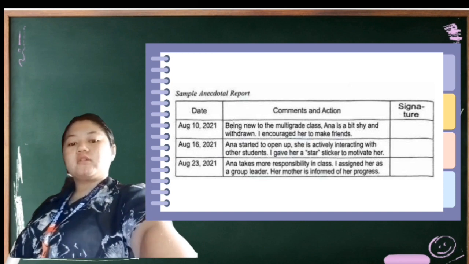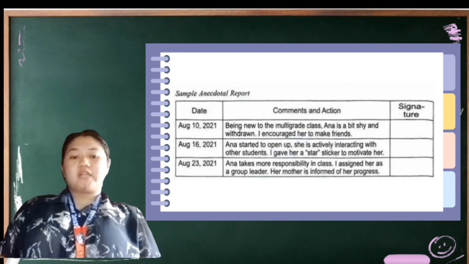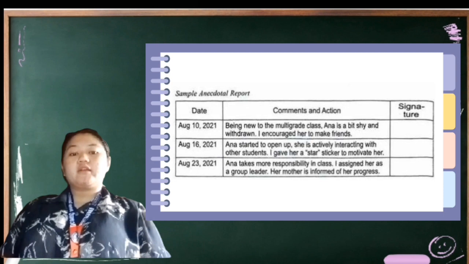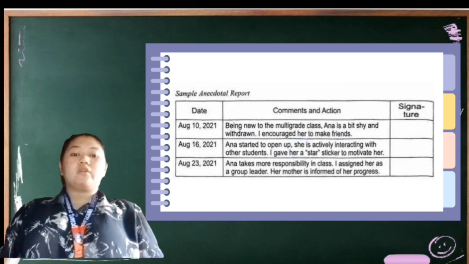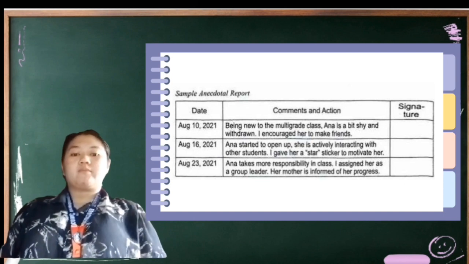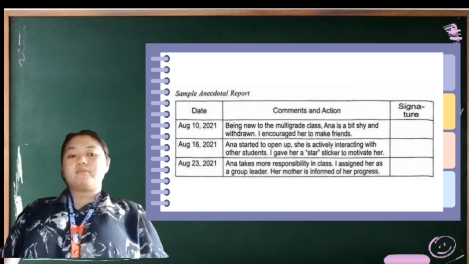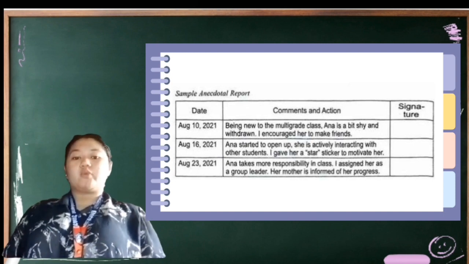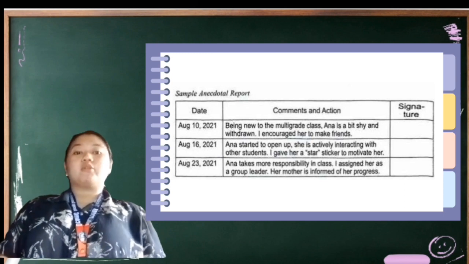So first, being new to the multigrade class, Anna is a bit shy and withdrawn. I encourage her to make friends. So that is a teacher's comment and action observed for her student. Next, Anna started to open up. She is actively interacting with other students. I gave her a star sticker to motivate her.